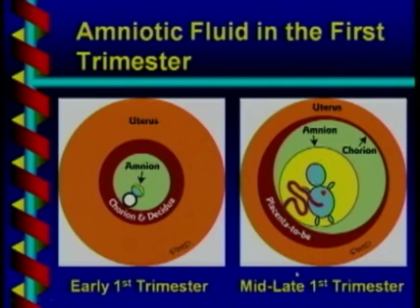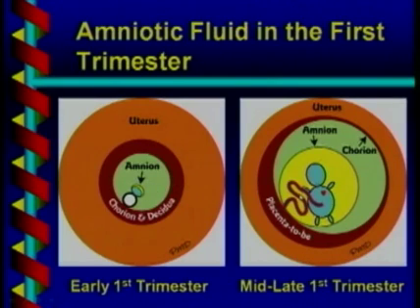Amniotic fluid in the first trimester, it's important to know what it looks like and how much there is. Normally in the early first trimester, there is little or no amniotic fluid because the amnion is closely applied to the embryo itself. This little yellow area may be a little amniotic fluid. Most is this green chorionic fluid between the amnion and the chorion.